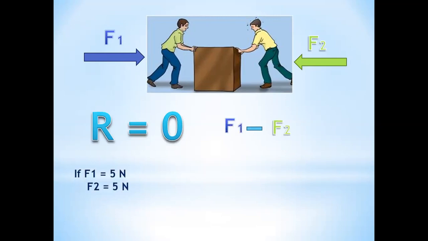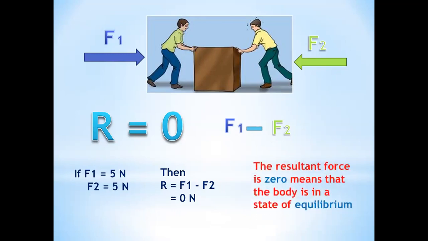So let's say that F1 is 5 and F2 is also 5. So the resultant is F1 minus F2. We are going to subtract because they are in opposite directions. So the magnitude of the resultant force is 0. And the resultant force is 0. What does this mean? It means that the body does not move. And when it does not move, we call it a state of equilibrium.